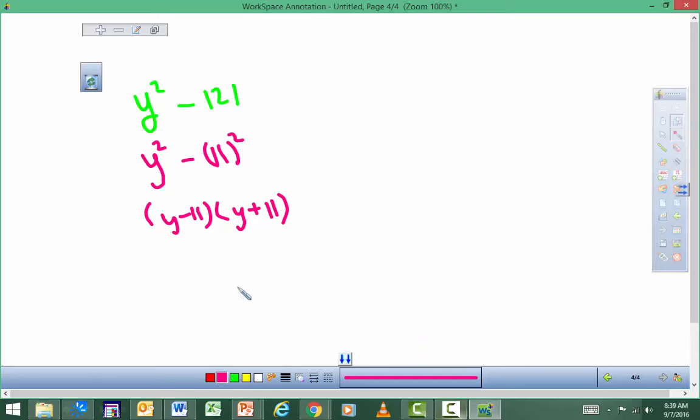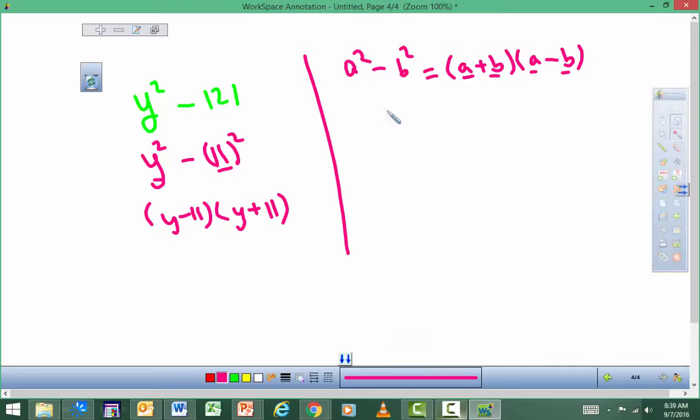You see? So the special pattern that we have is a squared minus b squared. It's equal to a plus b and a minus b. Now notice what's over here is not the a squared and b squared. It's a and b. So often when I'm helping people, I try to tell them, let's try another one.